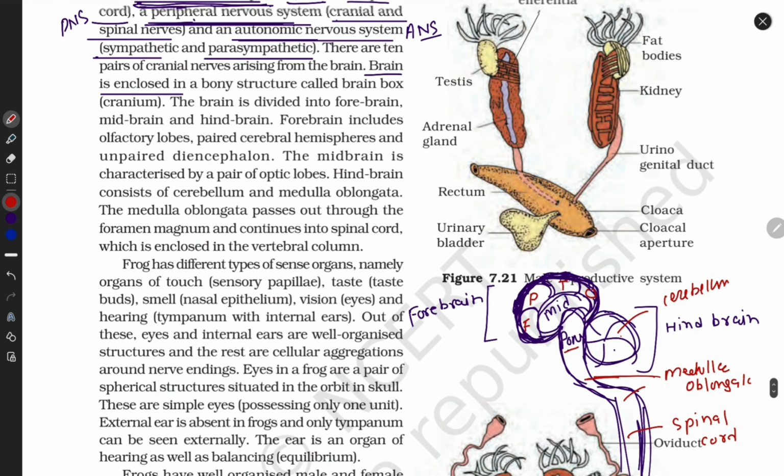Now guys, look here. Whatever I explain here now, everything is written here. Look here, olfactory lobes. Okay, I have taught you everything.